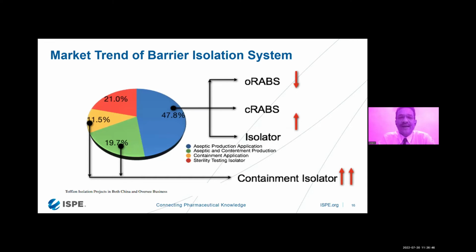This is one more slide which talks about ORABS, CRABS and isolators, which together are almost 47.8% of the market. CRABS is nothing but the closed RABS. It is like an isolator, but the only thing is that in CRABS you do not do the VPHP as well as the leak testing. So it is much better than the ORABS, or open RABS, but in terms of an isolator, it is a little bit on the lower side. So you can see that around 47.8% is the market trend for the barrier isolator system.